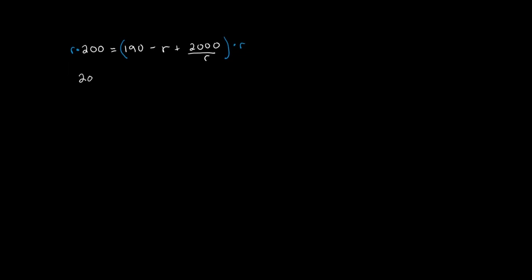So I'm going to have 200r equals, and then I have to make sure I distribute. So I have to multiply the 190 by r. So that's 190r. I have a minus r times r, so it's going to be minus r squared. And then when I multiply the 2,000 over r by r, that's going to cancel, and I'm going to get plus 2,000.